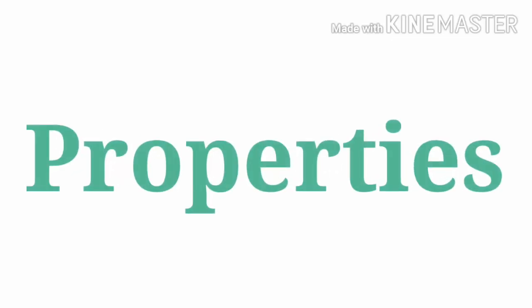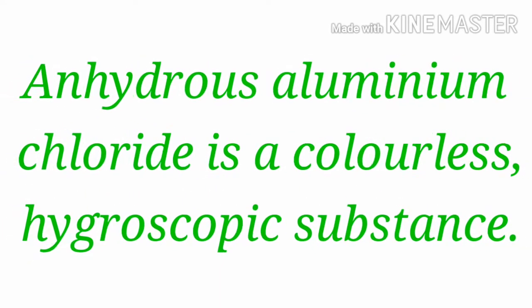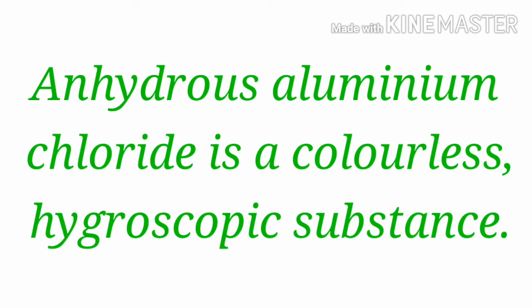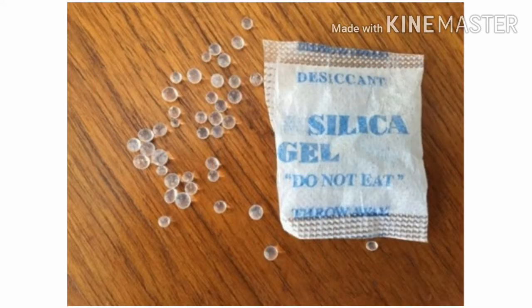Properties of aluminium chloride. Anhydrous aluminium chloride is a colourless hygroscopic substance. Hygroscopic means tending to absorb moisture from the air. See the picture. This is a commonly used hygroscopic substance.